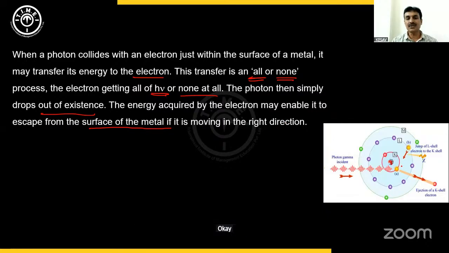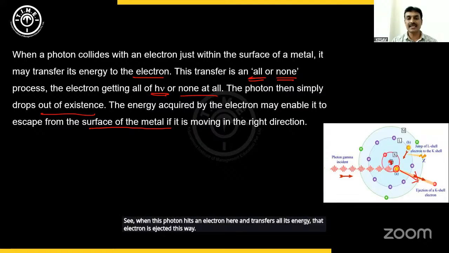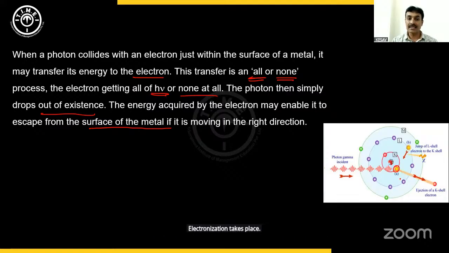Okay, see, observe this figure. The incoming is a photon. See, when this photon hits an electron here and transfers all its energy, that electron is ejected this way. Electron ejection takes place. But surprisingly, in this process, there is a possibility for the emission of X-rays even.